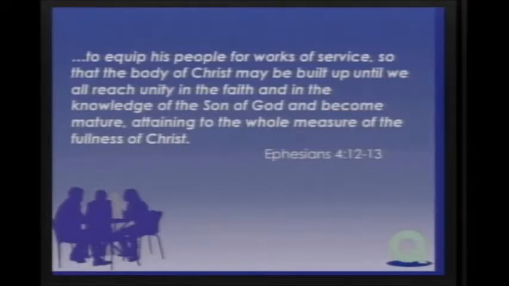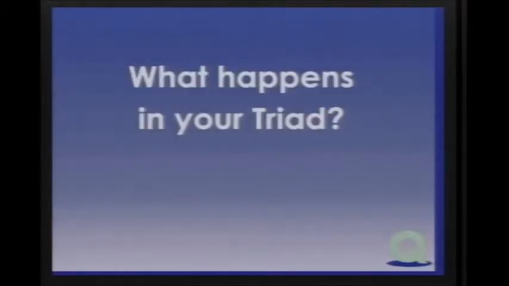We're supposed to all be reaching maturity, the whole measure, the fullness of Christ. You've read this verse, right? That's what we're supposed to be attaining together. And then the last part is this. What happens in your triad? So if you were to form a triad, what would you do in there? How could you be in a triad together?